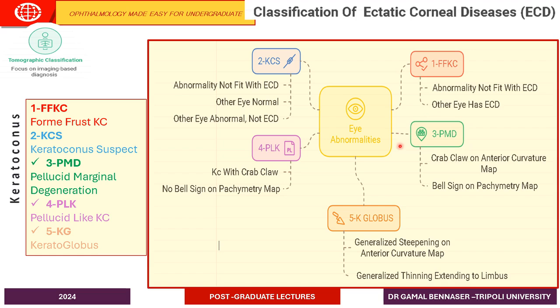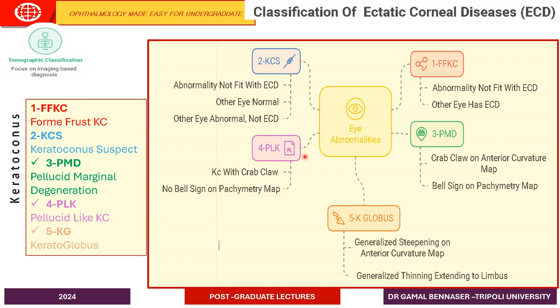Now, pellucid marginal degeneration is a separate entity of ectatic eye diseases, also known as peripheral ectatic eye disease, unlike keratoconus, which is central or paracentral. It has pathognomonic features in the topography in the form of a crab claw or kissing doves in the curvature map and the pill sign in the pachymetry map. Both should be present to diagnose pellucid marginal degeneration. Pellucid marginal degeneration is characterized by the absence of scarring or opacities in the cornea. That's why it is named pellucid.